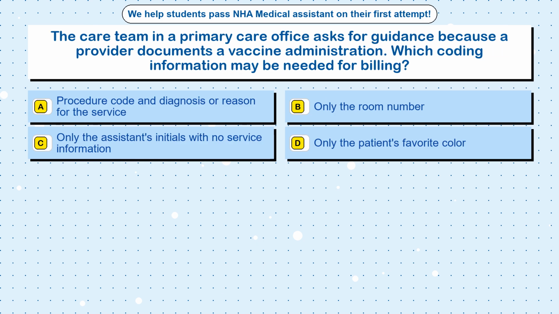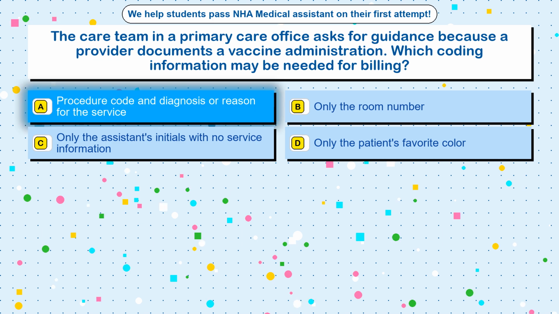Question 90. The care team in a primary care office asks for guidance because a provider documents a vaccine administration. Which coding information may be needed for billing? Option A, procedure code and diagnosis or reason for the service. Option B, only the room number. Option C, only the assistant's initials with no service information. Option D, only the patient's favorite color. The correct answer is option A, procedure code and diagnosis or reason for the service.